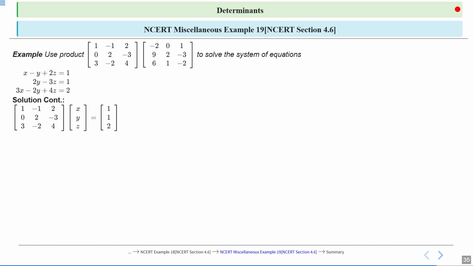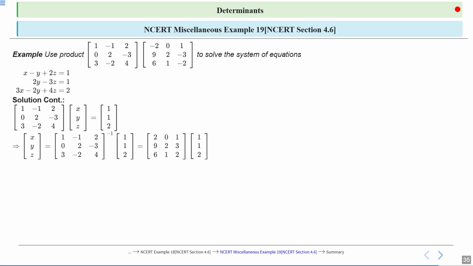So this matrix A is the same as the matrix given in the product, the first matrix. So we already know the inverse for this matrix by using the product, which gave the identity. So we write it as X is equal to A inverse B, and the value of A inverse is 2, 0, 1, 9, 2, 3, 6, 1, 2 into the matrix B, that is 1, 1, 2. So now we don't need to calculate the inverse of A separately. We already have the value of A inverse.